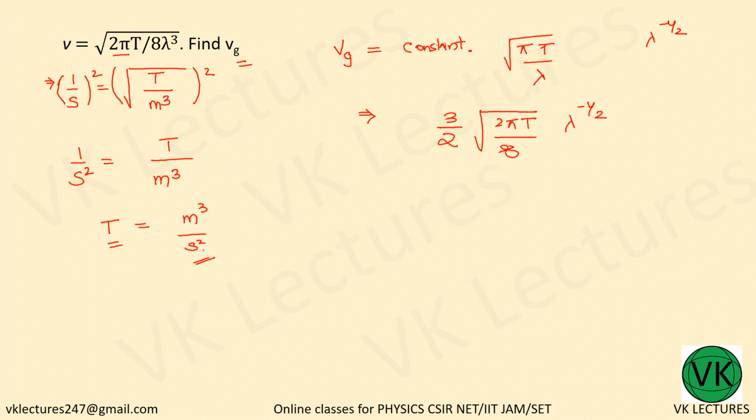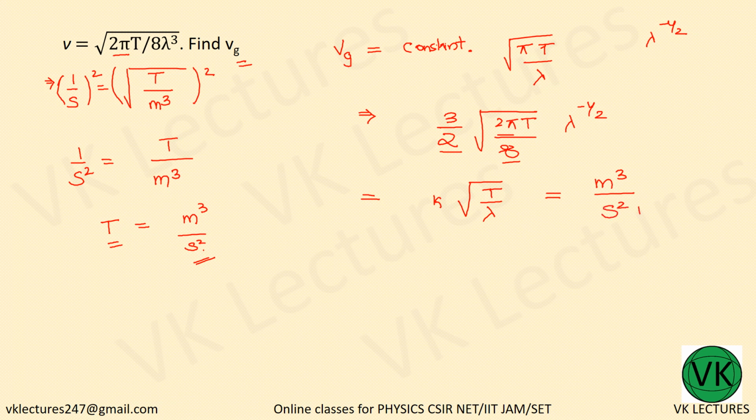Okay, now this 3 by 2 we can forget, this 2 pi forget, t also 8 also you can forget. So this is of the form t divided by some constant k into t divided by lambda. Now what is t formula? That is meter cube per second square. So meter cube per second square divided by lambda.